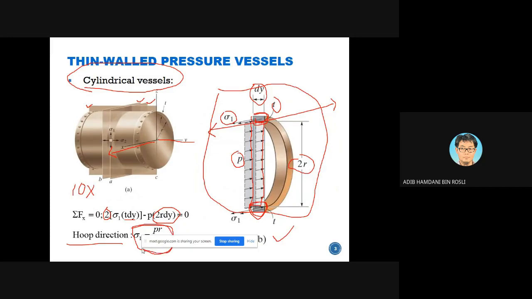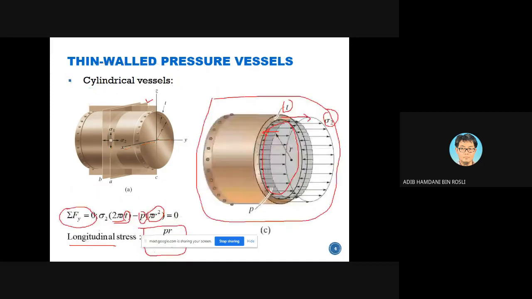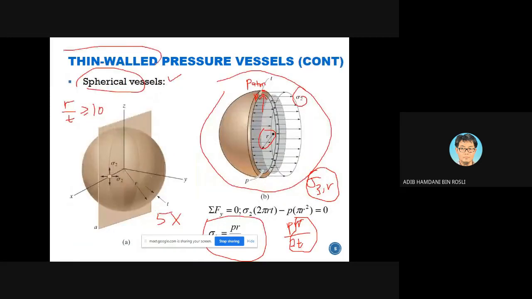Can you see this equation? 10 times bigger than the P, right? At least. Okay. So that's why in the case of the thin wall, this R over T is at least 10, which means that the wall is quite thin compared to the radius, right? So the effect of the radial stress is very small, all right? It's insignificant. So we can ignore the effect of the radial stress sigma 3, right?